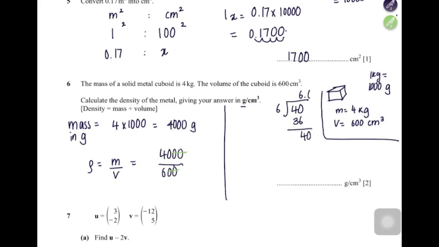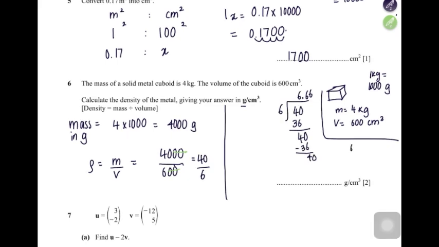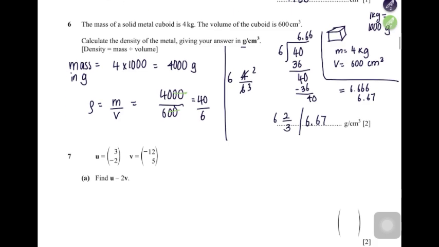Again, 6, 6, and so on. So the answer would be 6.666, and it's going to continue. We can write it as 6.67. If you want, you can also write it as a mixed fraction. This would be 6 4 over 6, which simplifies to 6 2 by 3. So we got 6 2 by 3, or 6.667.